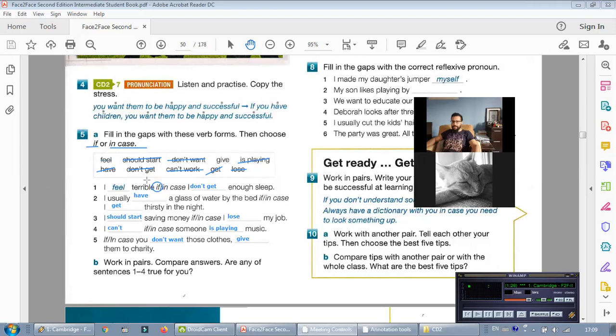I usually have a glass of water by my bed in case I get thirsty in the night. Okay, so you're not thirsty yet, right? But if you get thirsty, it will be next to you. I should start saving money in case I lose my job. You haven't lost it yet, but just in case. Okay. I can't work if someone is playing music.